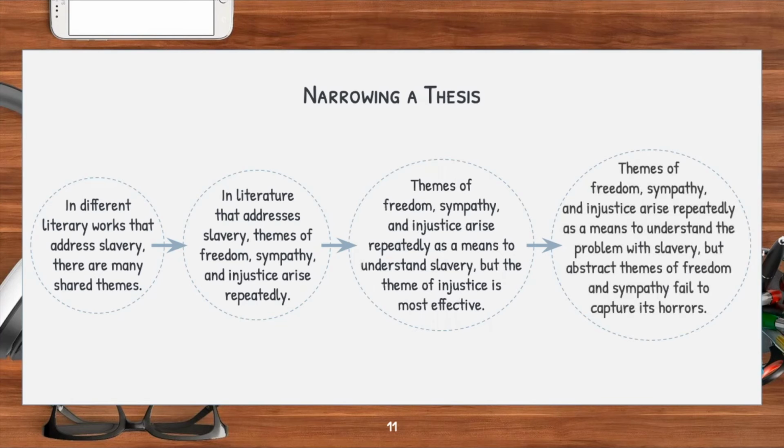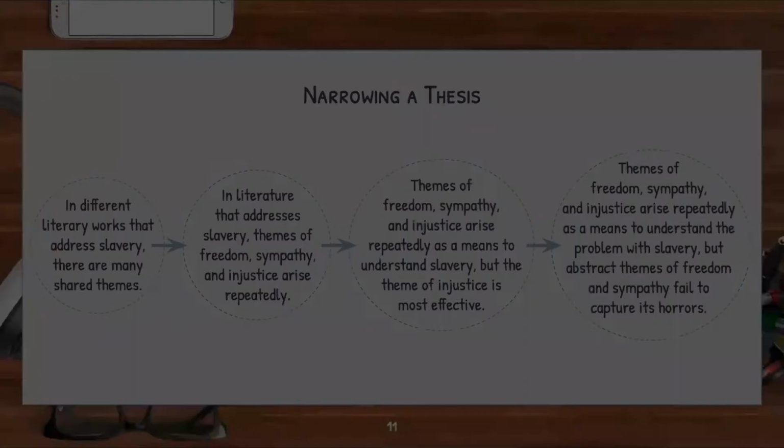Finally, we have themes of freedom, sympathy, and injustice arise repeatedly as a means to understand the problem with slavery, but abstract themes of freedom and sympathy fail to capture its horrors. This is specific and arguable and tells us exactly what this paper is trying to improve. So the main lessons here are to make sure that your paper contains a specific argument and to look for any vague words or phrases where you could be more clear and specific.